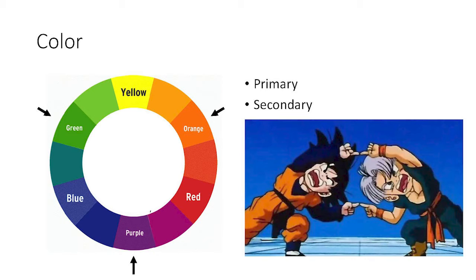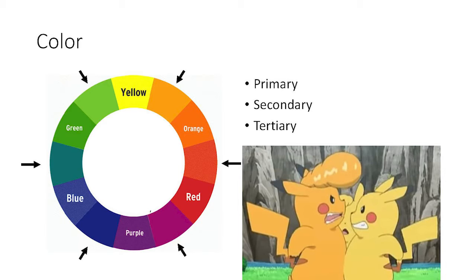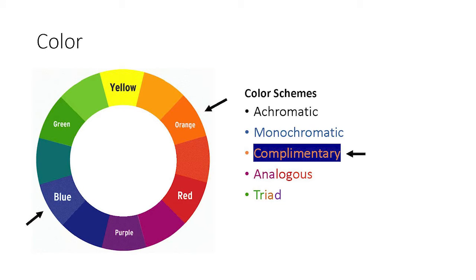This includes yellow and red combining to make orange, red and blue combining to make purple, and blue and yellow combining to make green. Then to create our third category of color, you combine a primary with its neighboring secondary color. So if we mix yellow and orange together, we get yellow-orange. Knowing these different categories of color comes in handy when we want to combine certain colors together in order to create a color scheme.